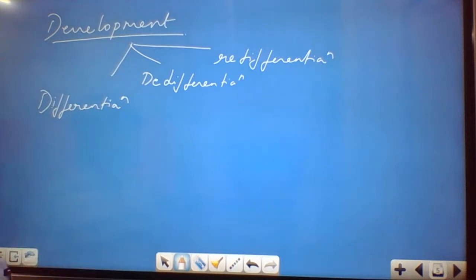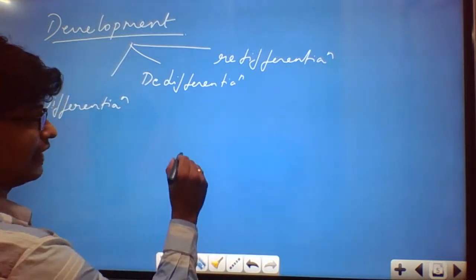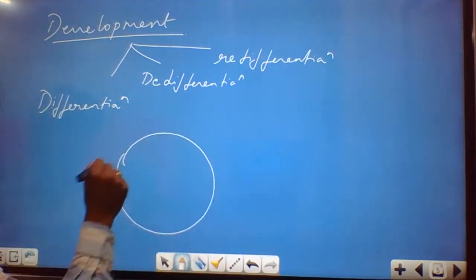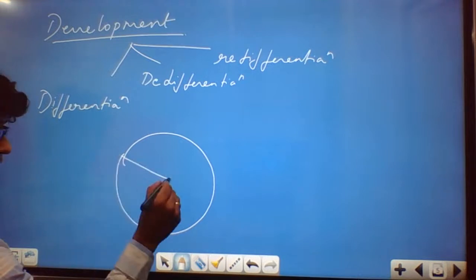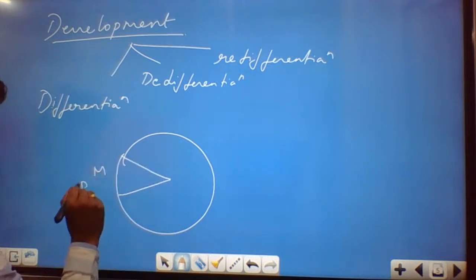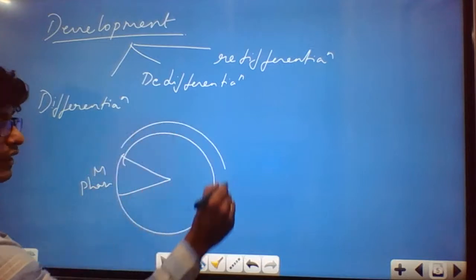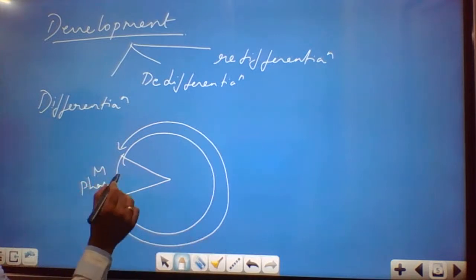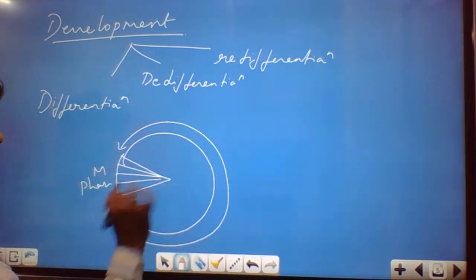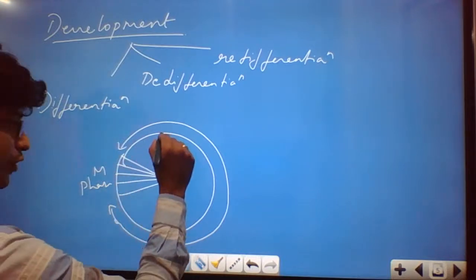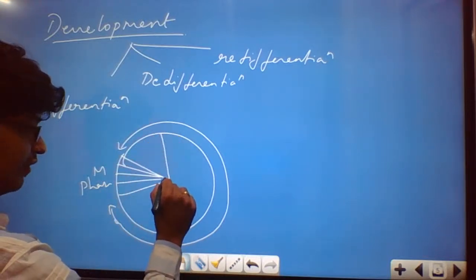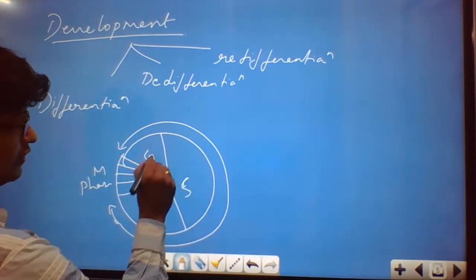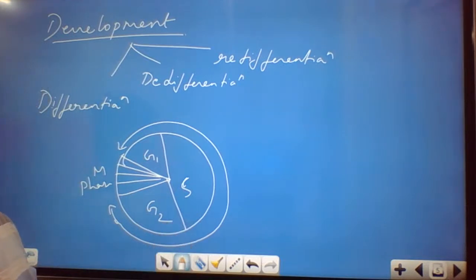So what is differentiation, the mechanism? For this, you need a little bit of understanding about the cell cycle, the chapter we discussed. So what are the phases? This is the M phase. And what is this phase? We call it the preparatory phase. This we already discussed, guys. The M phase has prophase, metaphase, anaphase, telophase and everything. The other part consists of a G1 phase, an S phase, and a G2 phase.